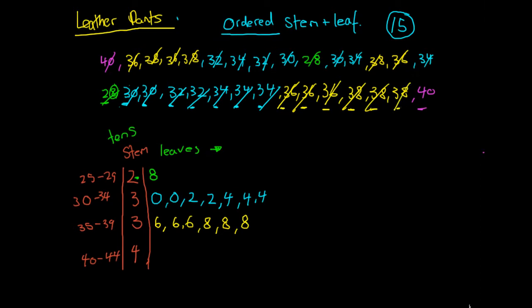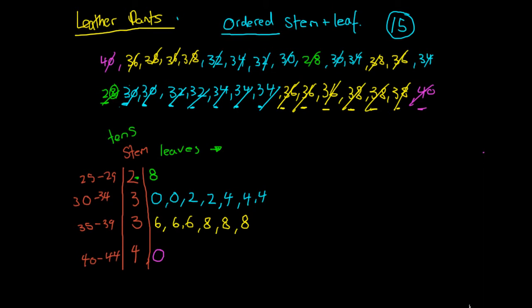Then for 40, we have 4 lots of 10. So we come down to here, and where our stem says 4 lots of 10, which is this 4 here, we take a 4, we go down to our 4 lots of 10, but we've got a 0 in the units column, so we put down a 0. And that's how we draw up a stem and leaf plot. So this is the stem, and these are the leaves.